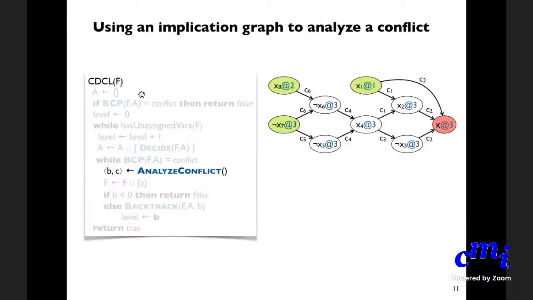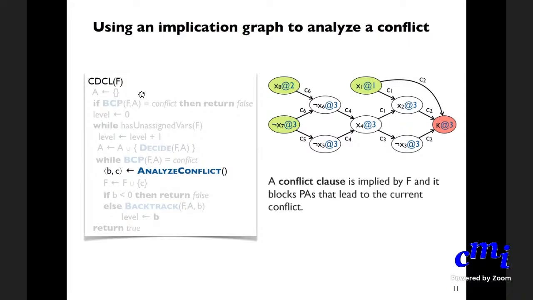Based on the observation I just made, if you had the implication graph constructed, then, by the way, I've already defined this: what is a conflict clause? It's implied by the original formula, and it blocks the partial assignments that led to the current conflict. That's what we have to see how to derive. Every cut of this implication graph is a conflict clause.